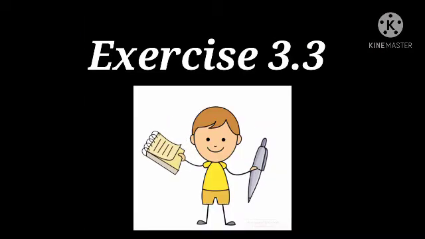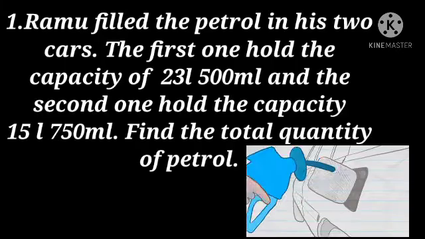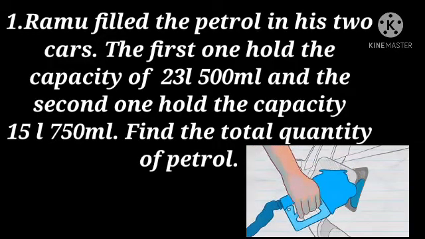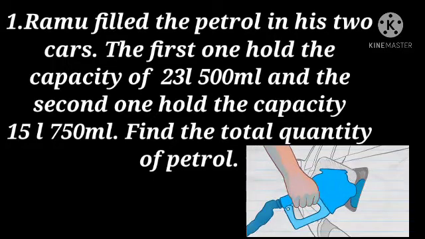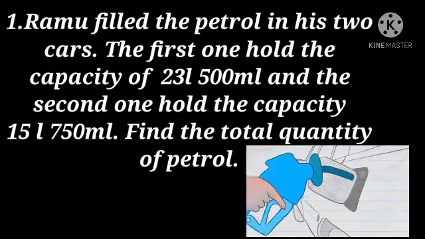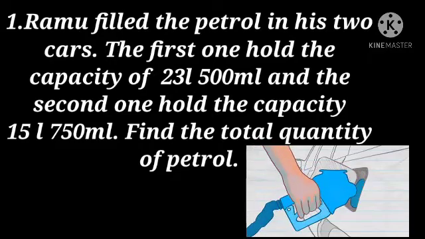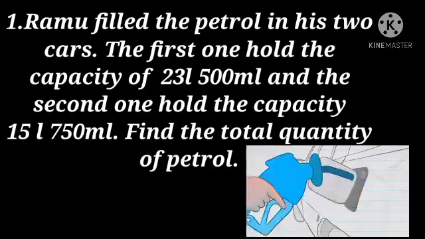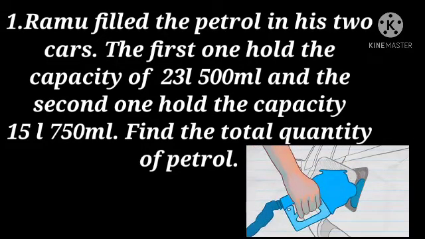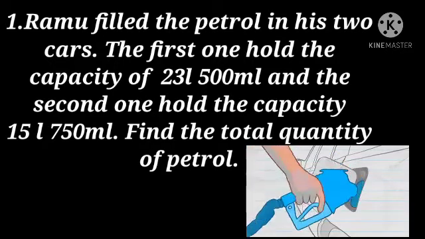Exercise 3.3. Solve the following. First problem. Ramu filled the petrol in his 2 carts. The first one hold the capacity of 23 liters 500 milliliters and the second one hold the capacity 15 liters 750 milliliters. Find the total quantity of petrol. Children, here total represents, yes, we have to add. We have to add the given 2 capacities of petrol.